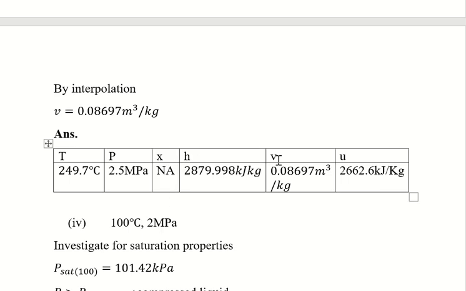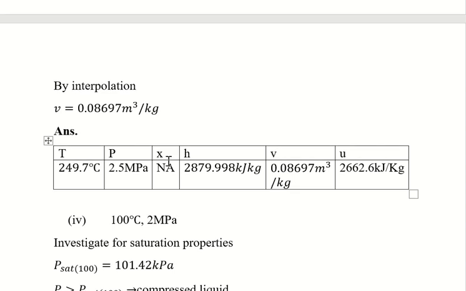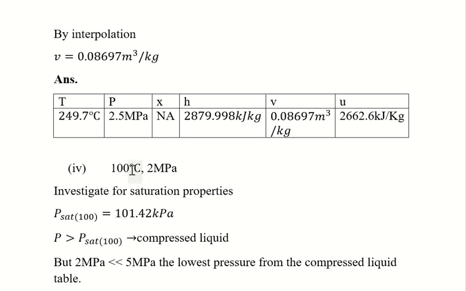We have the specific volume. We have the specific internal energy. So we got to part four. Part four is giving us a temperature of 100 degrees Celsius and a pressure of 2 megapascals. Well, I can tell you that this is a compressed liquid.